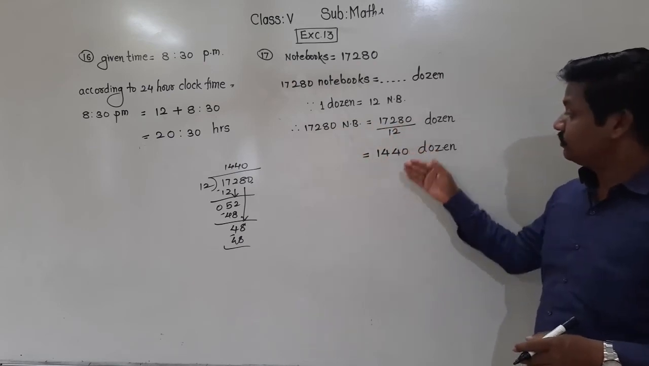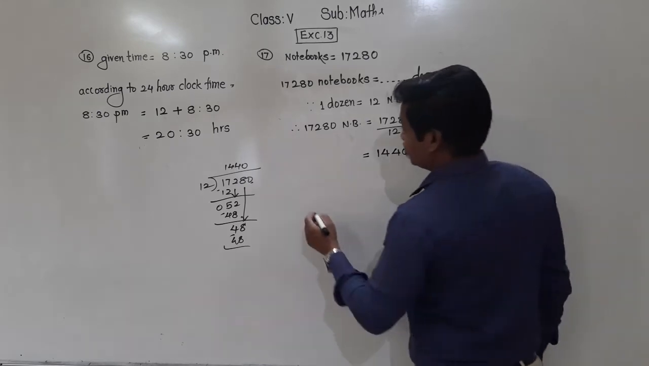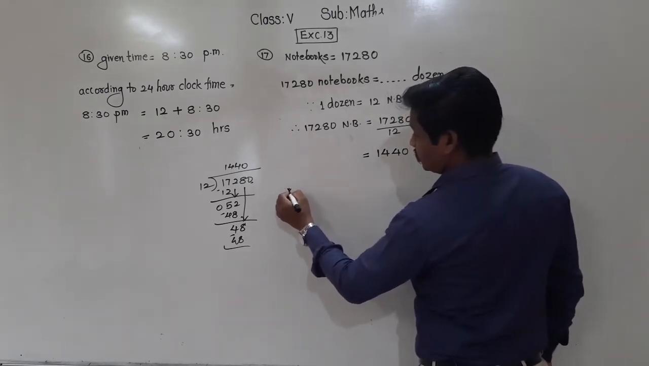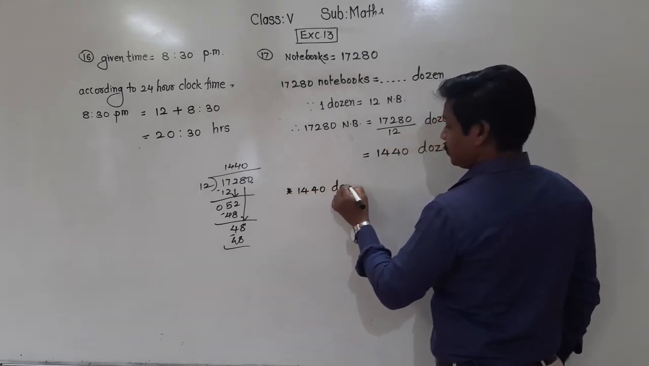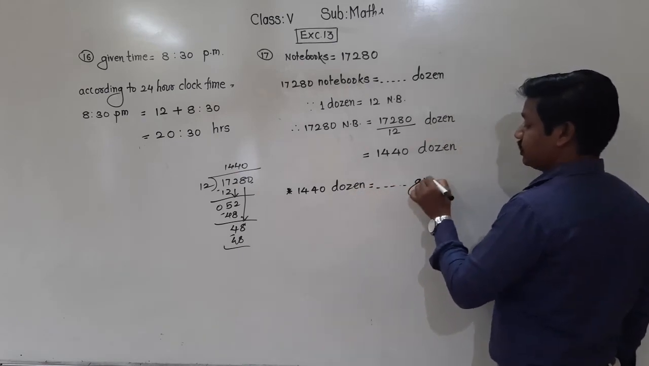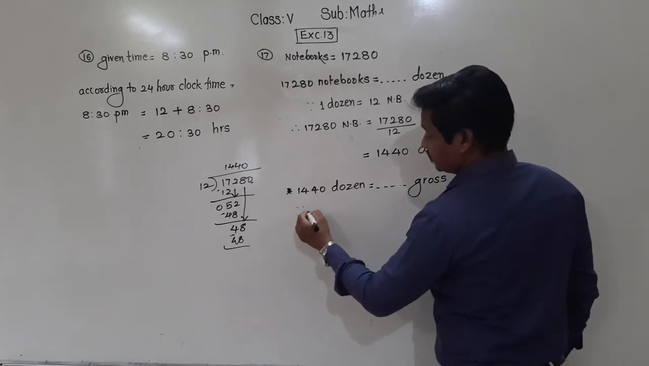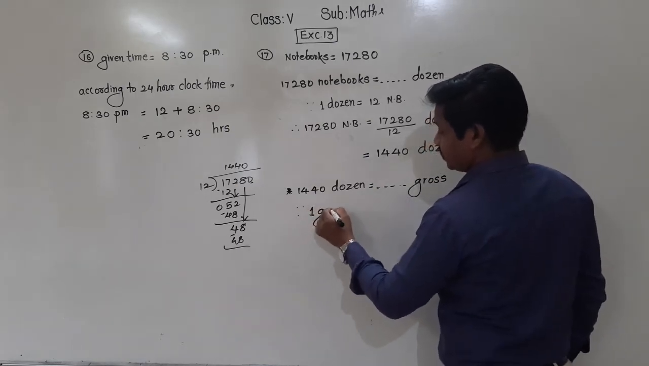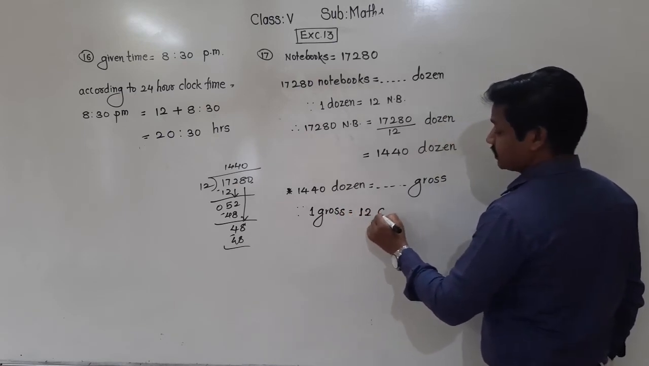Now this dozen again we will convert into gross. 1,440 dozen is equal to how many gross? Now gross is the greater unit than dozen. You know that 1 gross is equal to how many dozen? 1 gross is equal to 12 dozen.